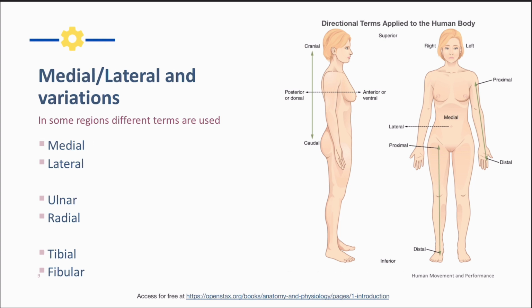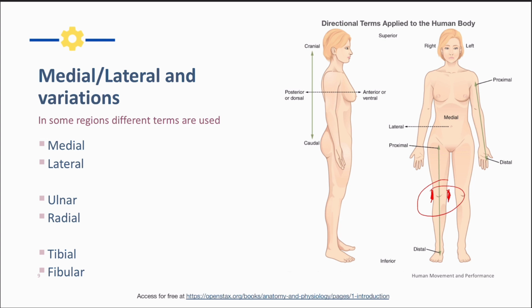Medial and lateral are important terms as well. Medial refers to the portion of the body that faces towards the midline or is closer to the midline. For example, in the knee, we have a medial collateral ligament that sits over here on the knee, and a lateral collateral ligament on the outside of the knee, right? So medial means towards the midline, lateral means facing away from the midline.